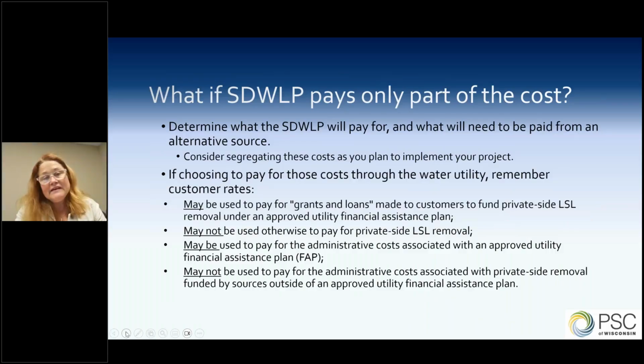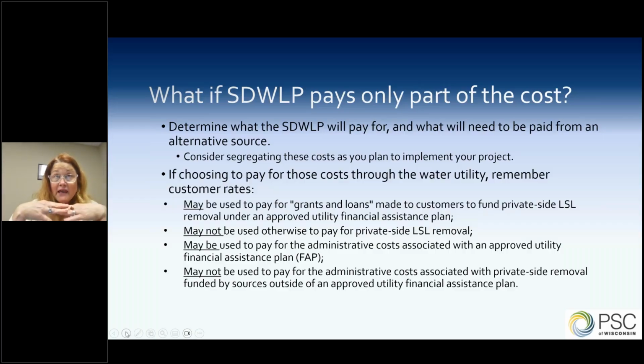What if the safe drinking water loan pays only part of the cost? So Andy kicked it off with this. We know that as federal money dwindles a little bit, there's less grant money, and a lot of communities are looking to combinations of grants and loans to pay for things, which means they might also be looking, for the first time, at creating a financial assistance program. And so it's possible that customer side cost might be distributed among multiple funding sources.